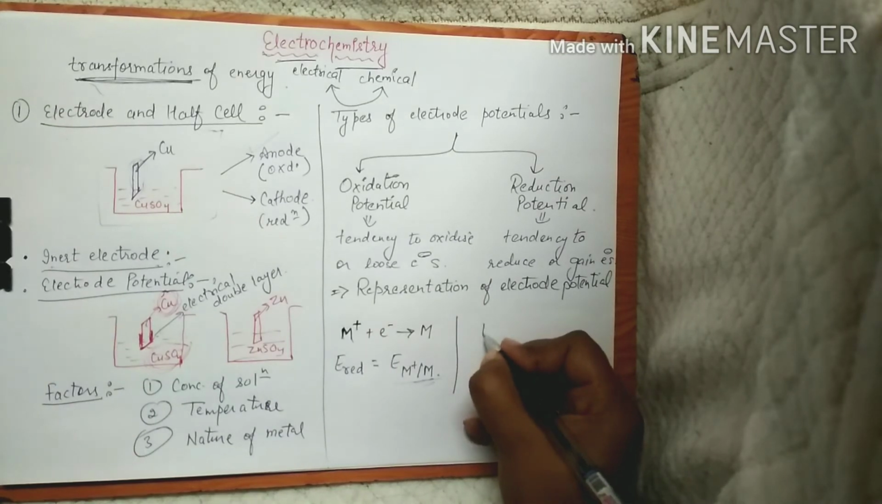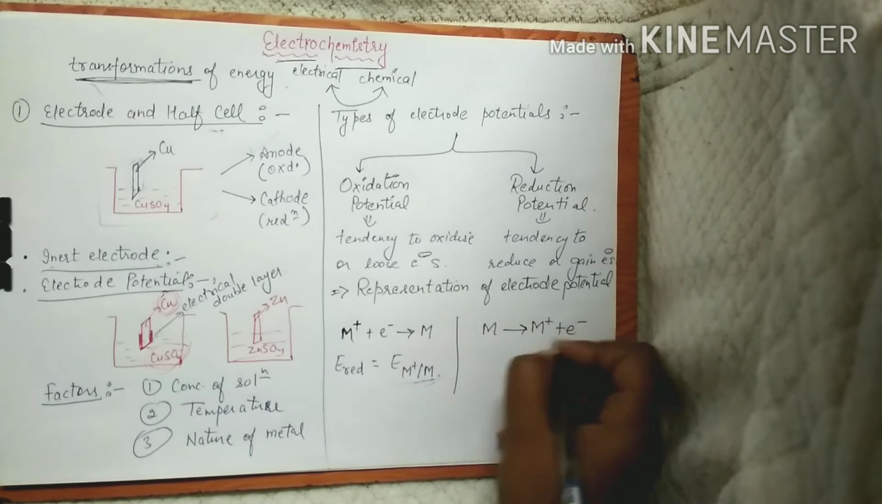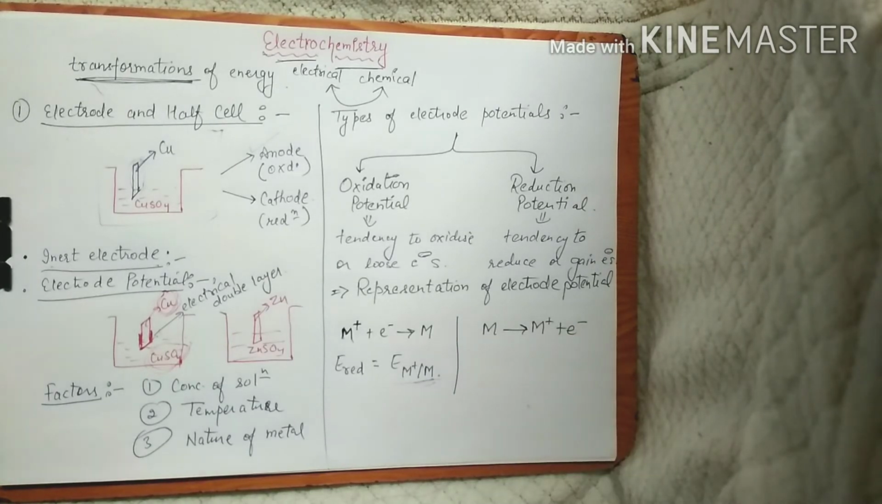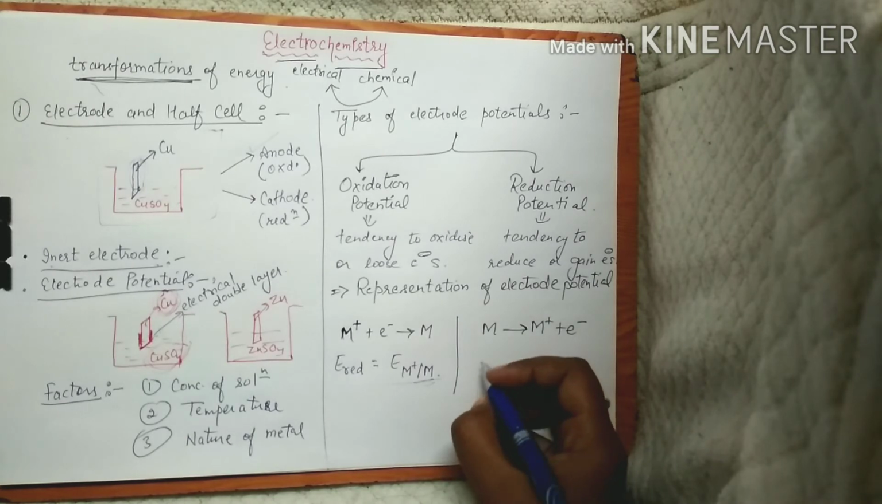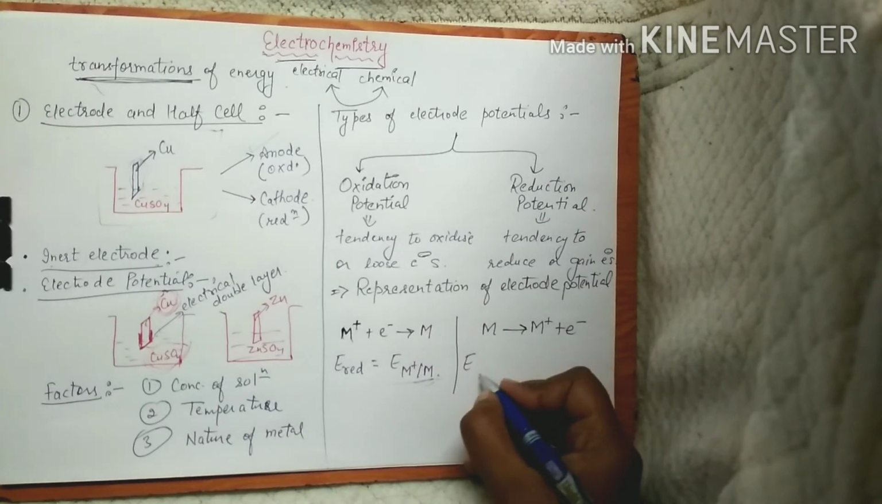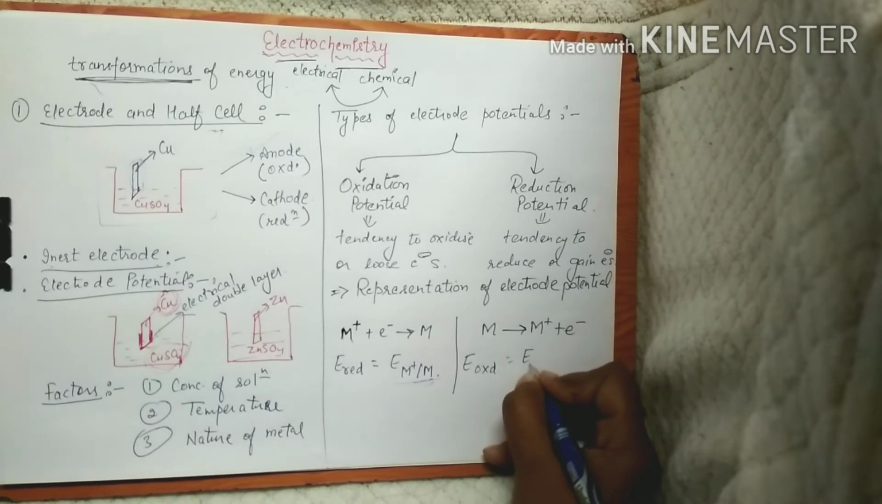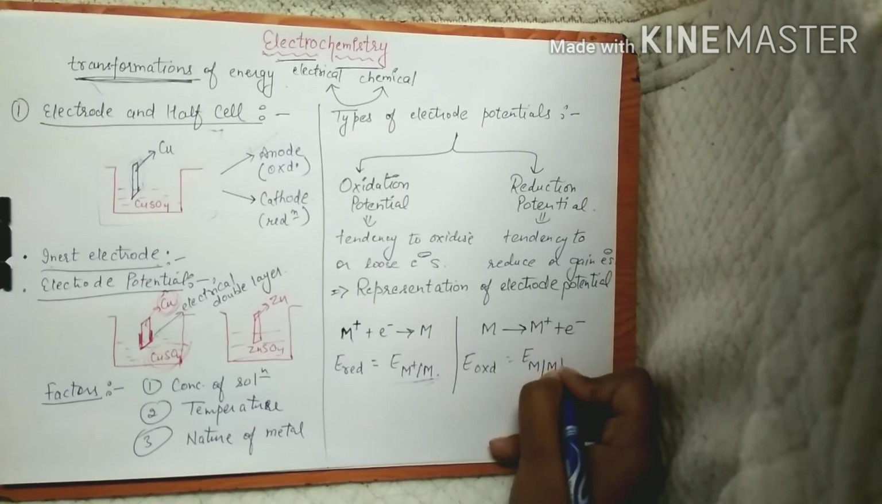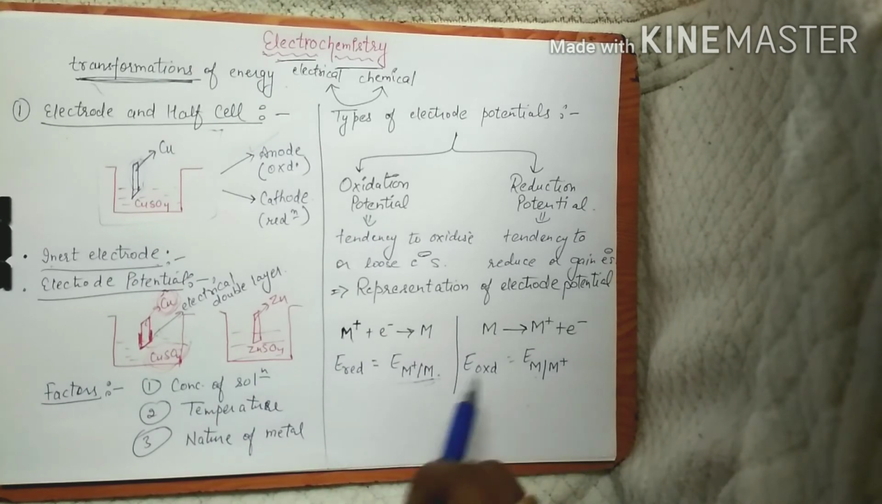Suppose the reaction is like this, M giving out one electron, so one electron is lost. Whenever an electron is lost, that means oxidation is taking place. So for oxidation we represent the electrode potential as E of M to M+, because M is changing to M+. So this is all about the representation of electrode potential.